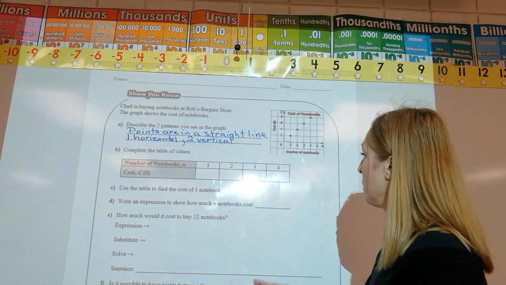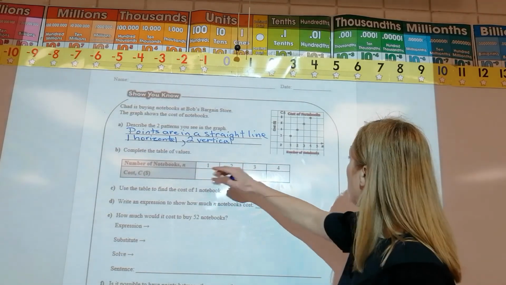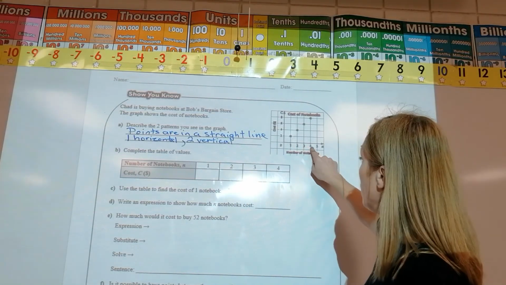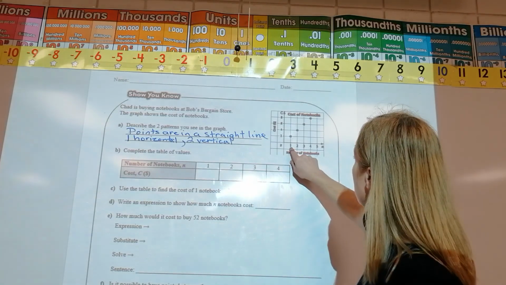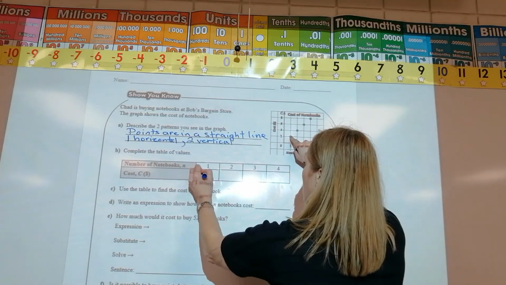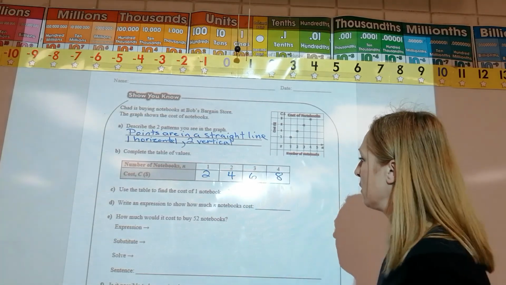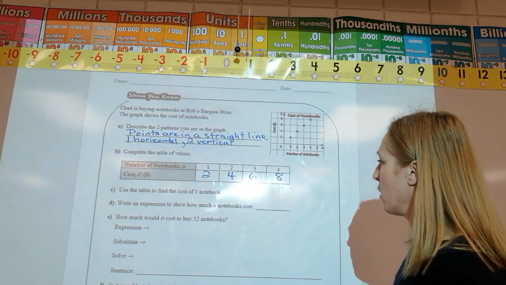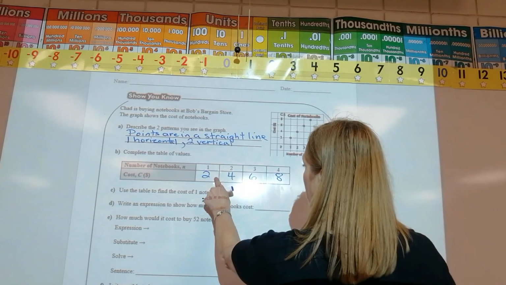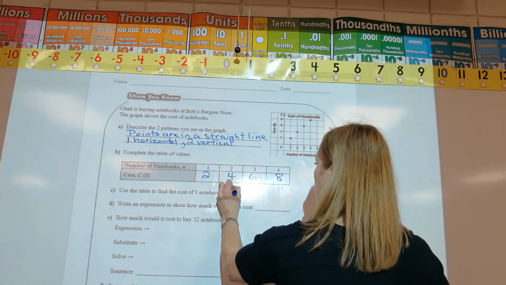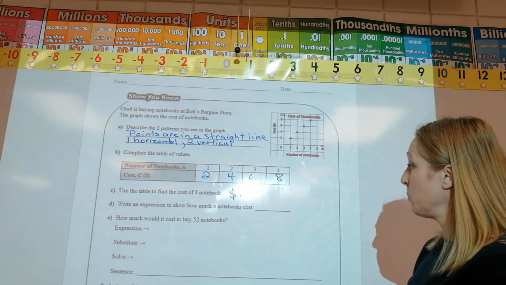So if we look to complete our table of values now, we have the number of notebooks, 1, 2, 3, 4, and the cost. So we have $2, $4, $6, and $8. Use the table to find the cost of one notebook. Well, the cost of one notebook would be $2.